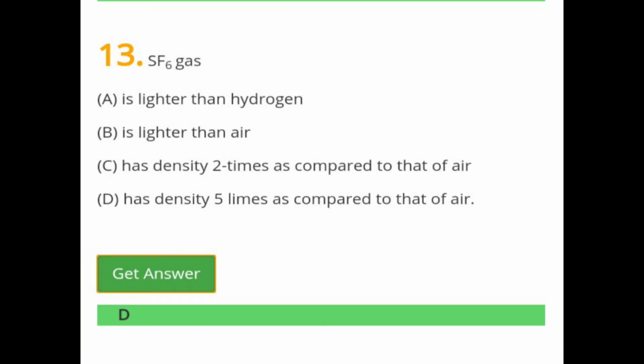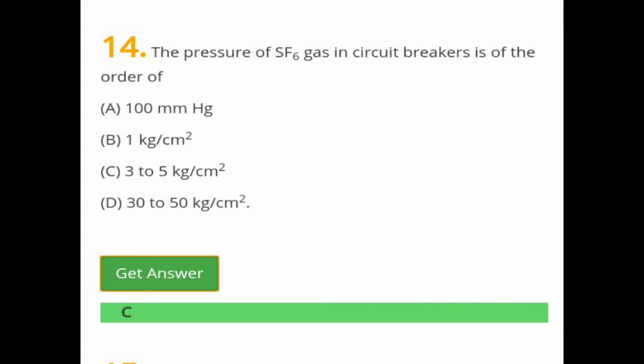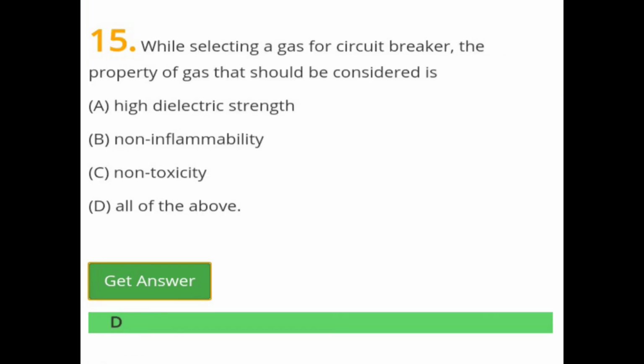SF6 gas is lighter than hydrogen, lighter than air, has density 2 times as compared to that of air, has density 5 times as compared to that of air. So the correct answer is option D, has density 5 times as compared to air. Question number 14 is, the pressure of SF6 gas circuit breaker is of the order of 3 to 5 kg per square centimeter.